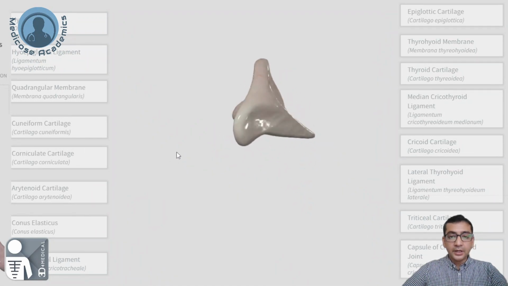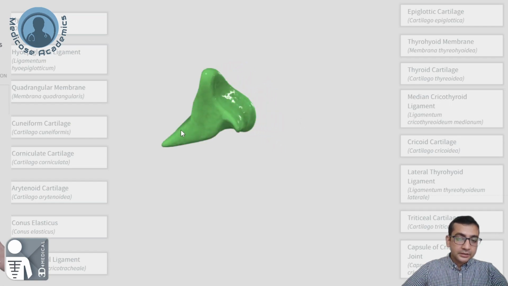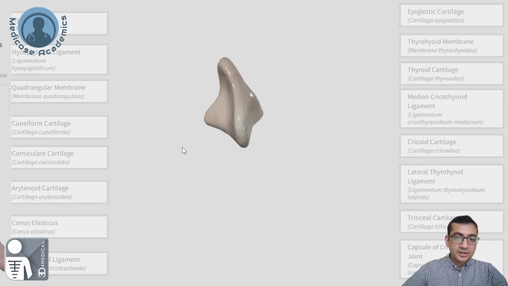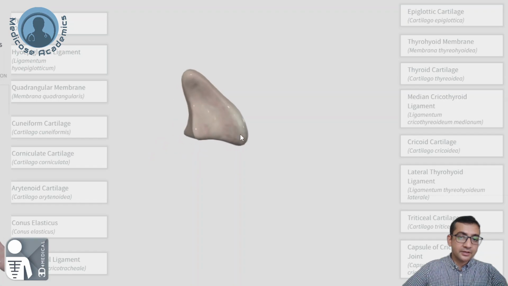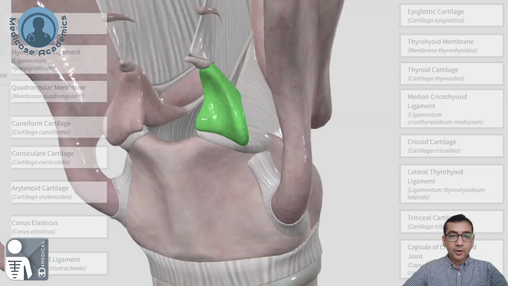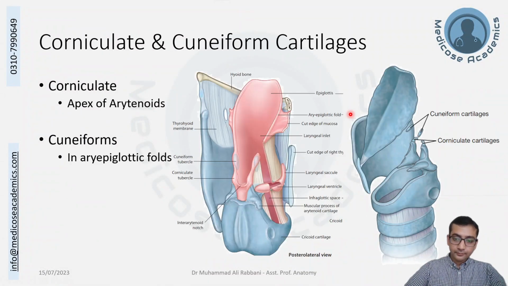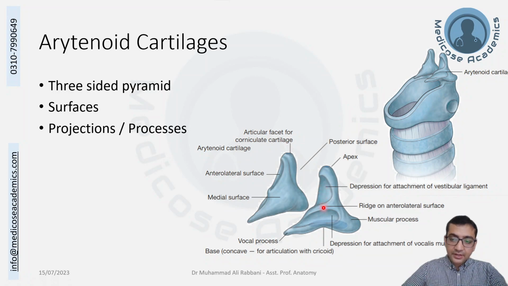This is the isolated right arytenoid cartilage. The apex, the vocal ligament, the posterior surface, the lateral surface, the medial surface, and the inferior surface that is forming the joint. So this is about the arytenoid cartilages. On the lateral surface, it will have depressions. The one above will be for the vestibular ligament, and the one below will be for the vocal ligament.